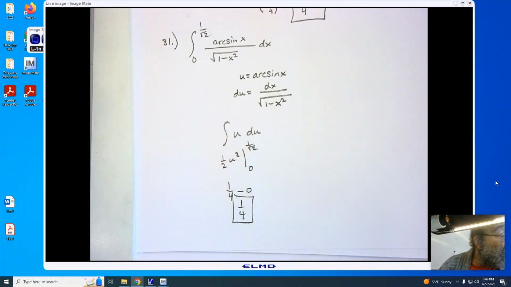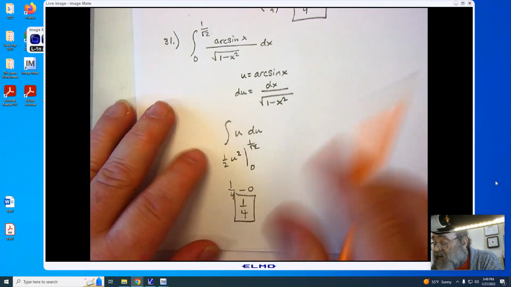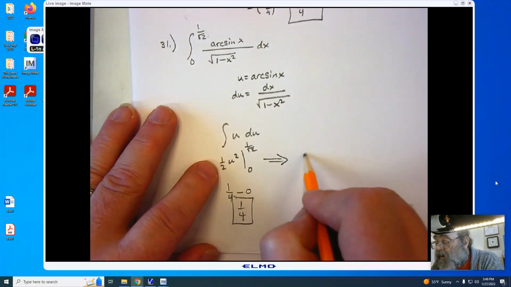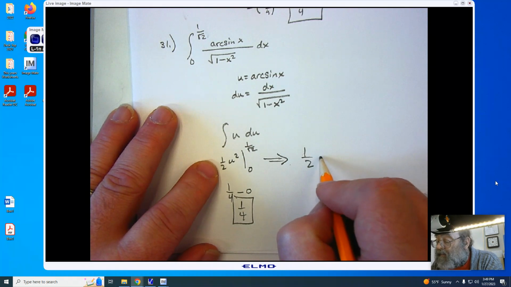And that is my answer to number, hang on a minute, I got a problem. I have to back substitute, everybody. I just noticed. Look at what I didn't do. 1/2, because I did not change my endpoints, I have to back substitute.